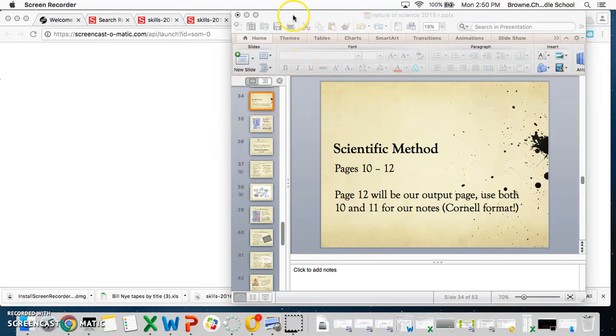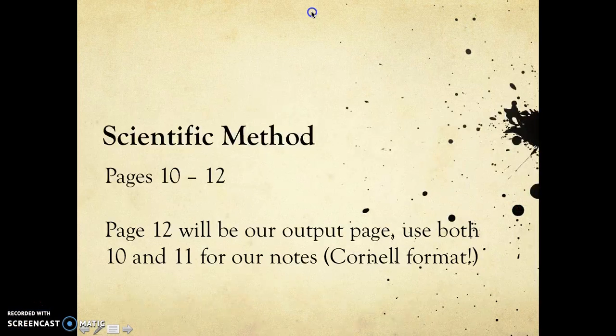Hi guys! So today we're going to be doing some notes about the scientific method. You're going to want to make sure that you have your notebook out, and we're going to be working with pages 10 through 12 today. So in your notebook, in your table of contents, for page numbers, put 10 through 12, and for the title we're going to put scientific method.